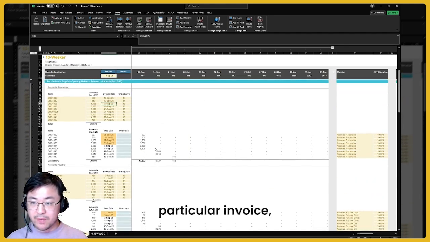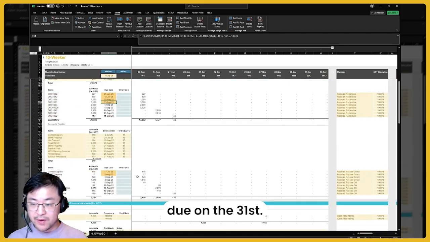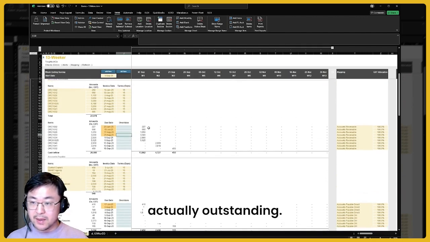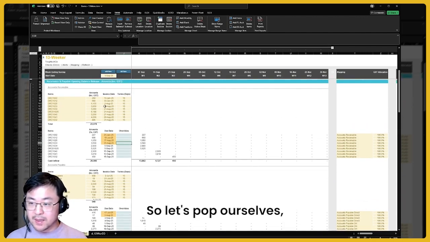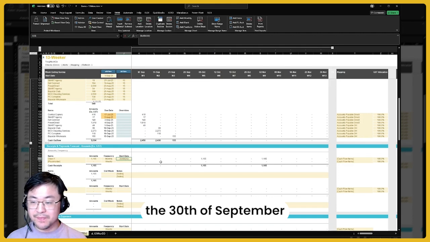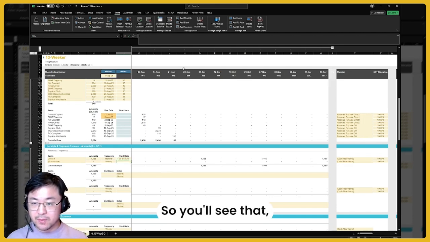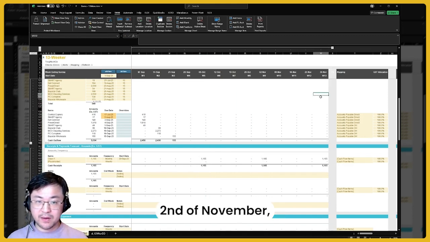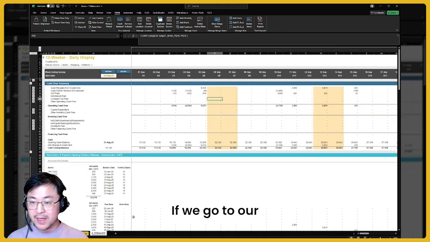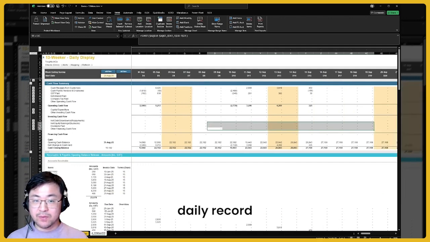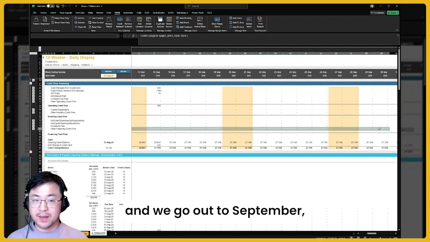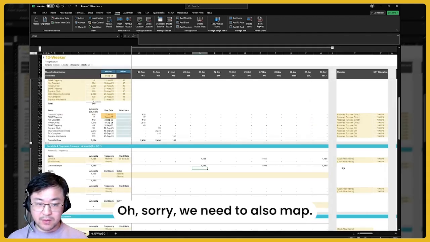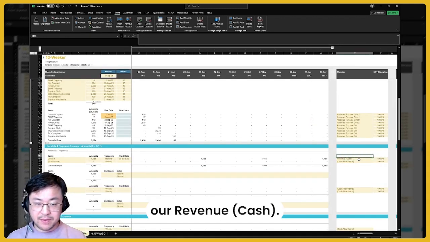So, this particular invoice, 2nd of August, due on the 31st. So that's roughly 15, well, that's it, actually outstanding. So let's pop ourselves the 30th of September as the rough timing that we expect. So you'll see that the 30th September item has popped out to the 5th of August, 2nd of November, 30th of November. If we go to our daily rec and we go out to September, we'll find that the 30th of, we need to also map. So we need to map that to revenue cash.